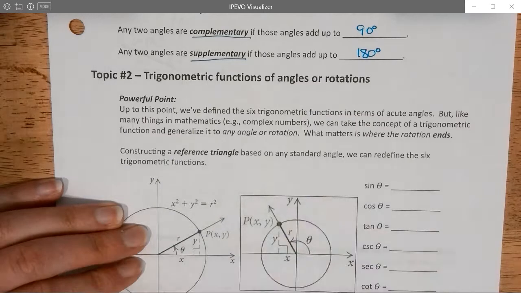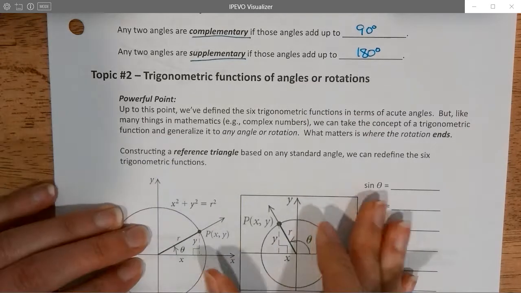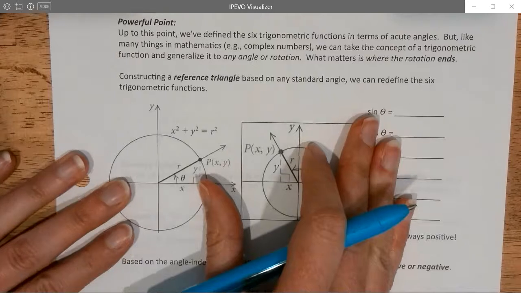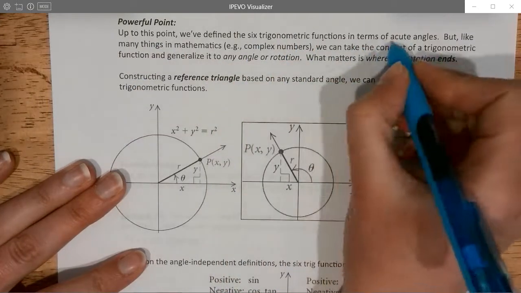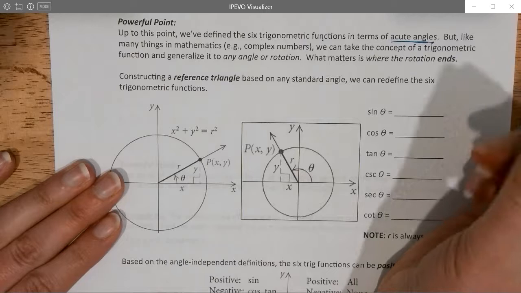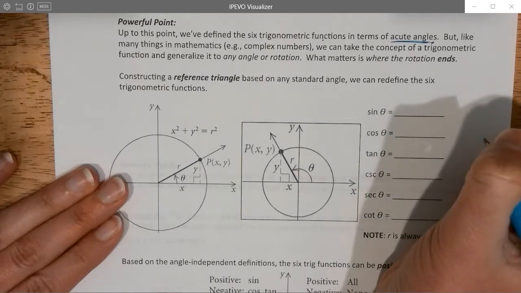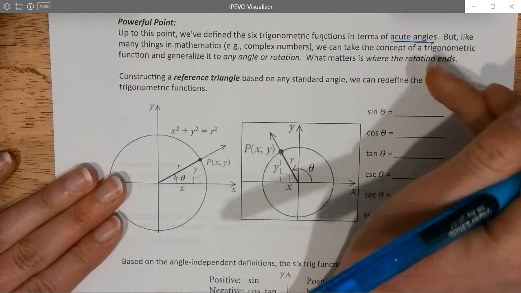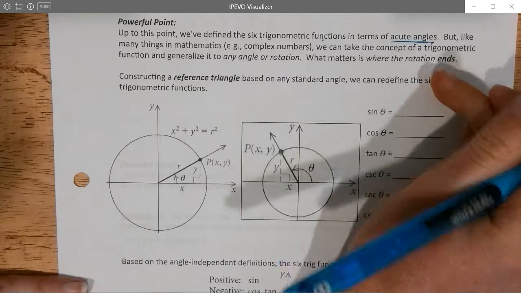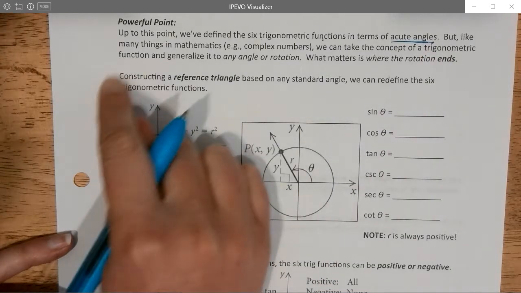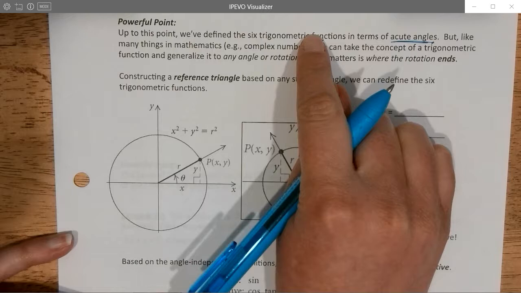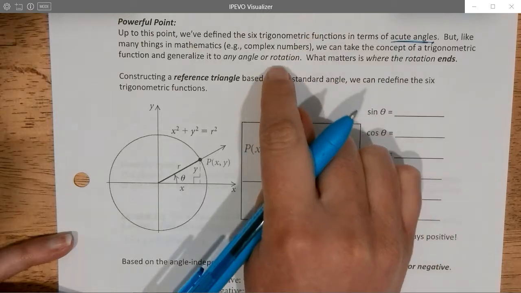Now topic 2, trigonometric functions of angles or rotations. Up to this point, we've defined the 6 trigonometric functions in terms of acute angles. Not all angles are acute. There are coterminal angles that are not acute, but happen to represent the same terminal side. So we're going to expand our definition of those 6 trigonometric functions to any angle or rotation.